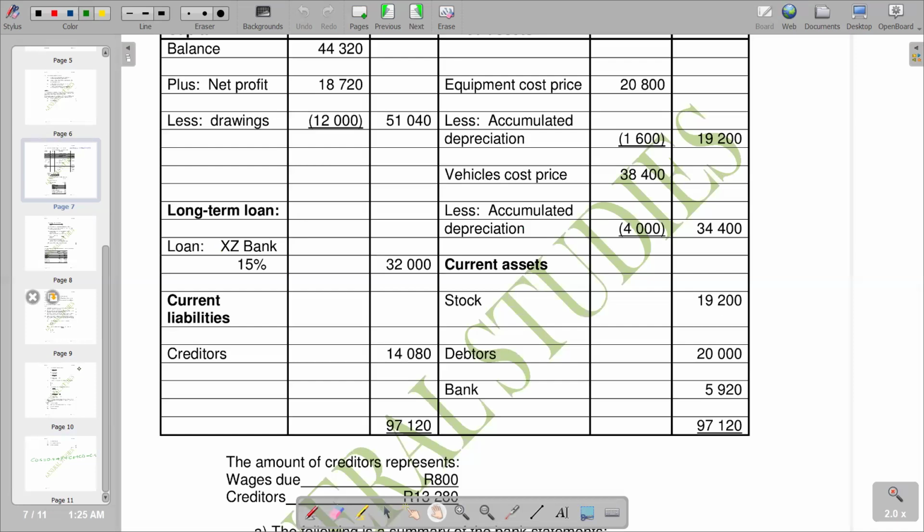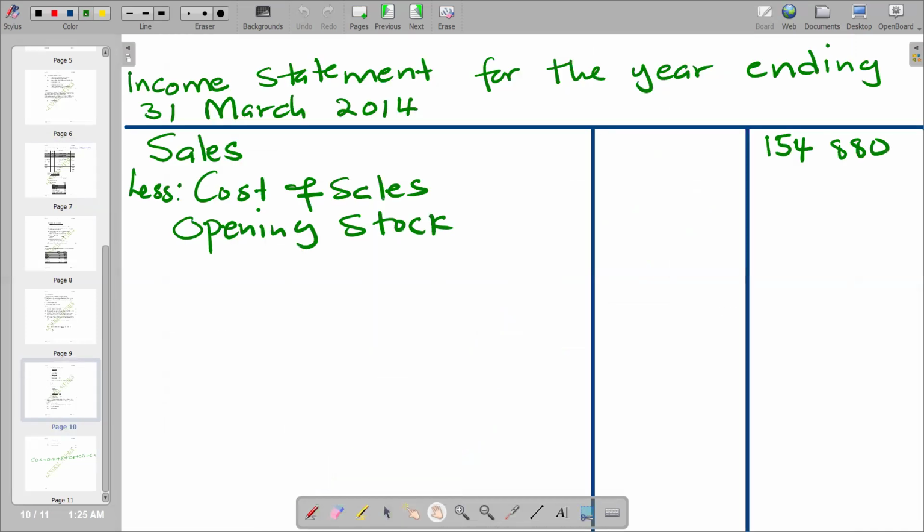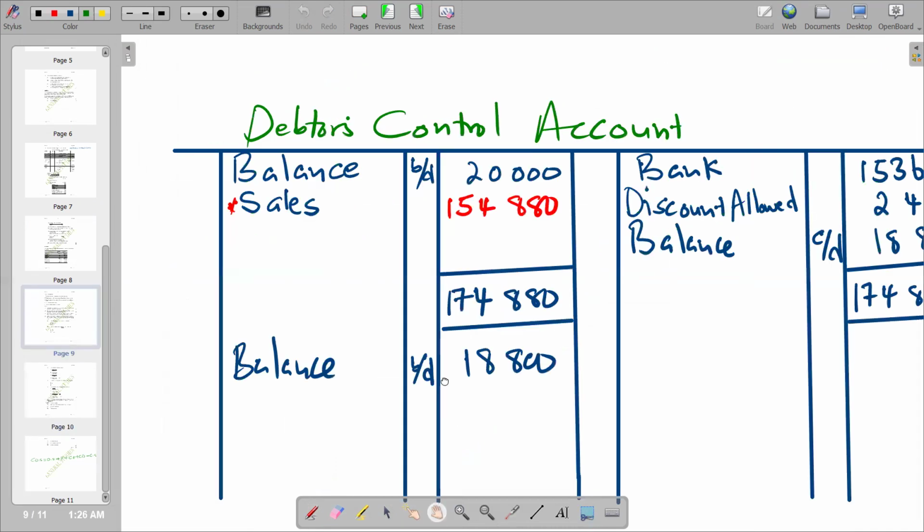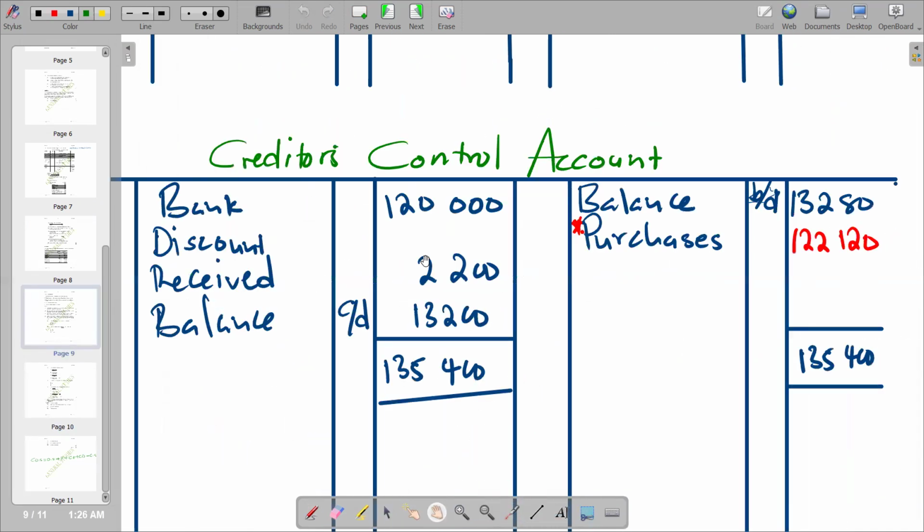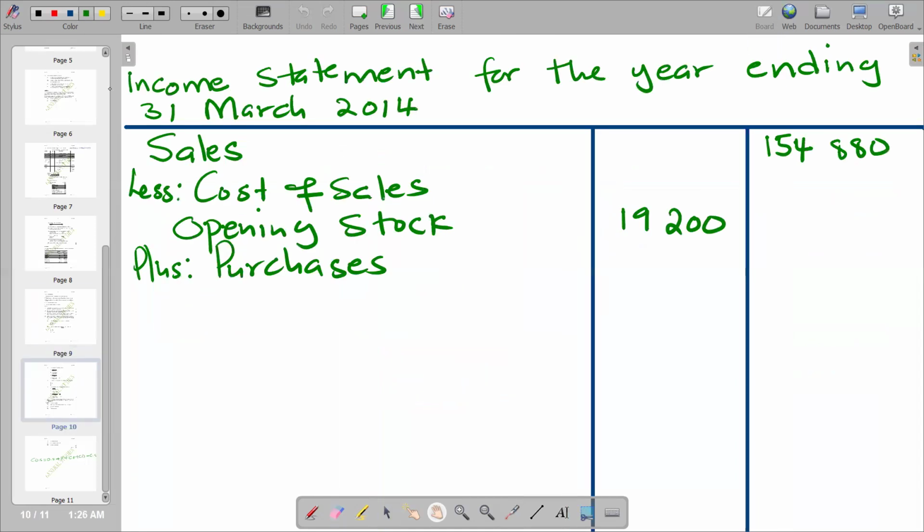Then after opening stock, you are supposed to add your purchases. So basically, you're saying plus your purchases. And we have already calculated the figure for purchases. Remember, in the creditors control account, we got the figure as 122,120. So this is the same figure that is supposed to come in.